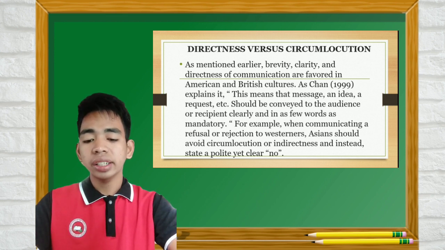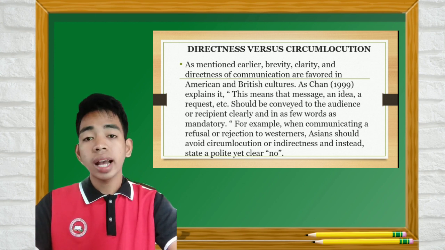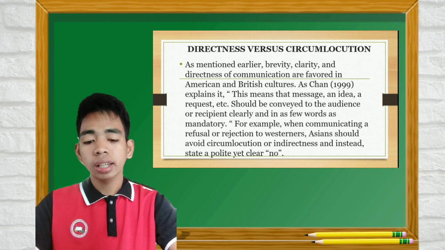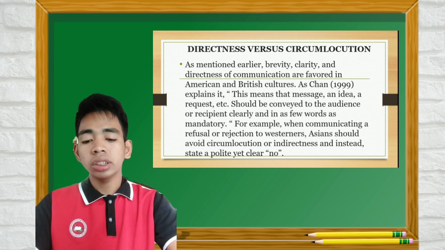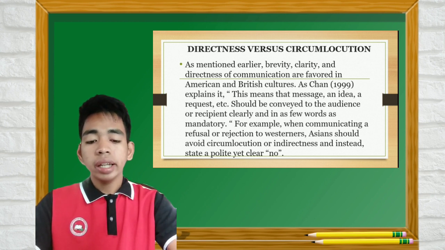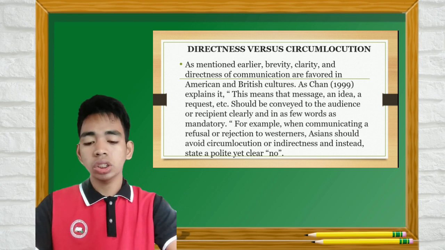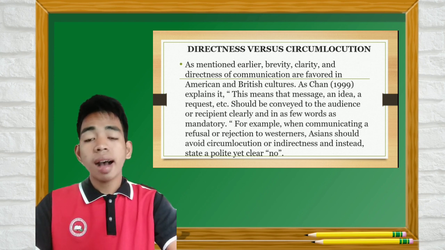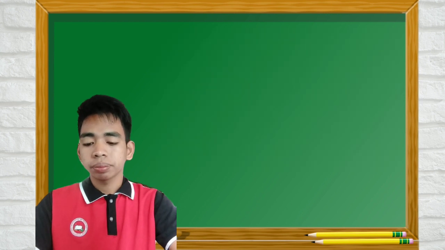As Chan, 1999, explained it, this means that a message, an idea, or a request should be conveyed to the audience or recipient clearly and in as few words as necessary. For example, when communicating a refusal or rejection to listeners, ASEAN speakers should avoid circumlocution or indirectness and instead state a polite yet clear no.